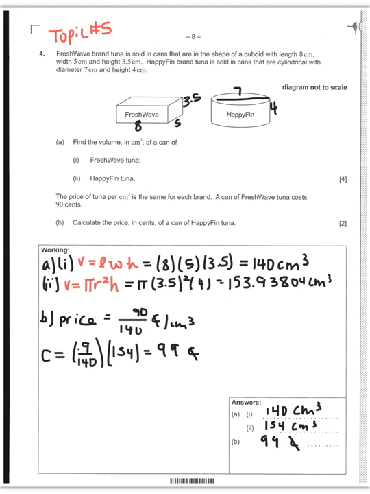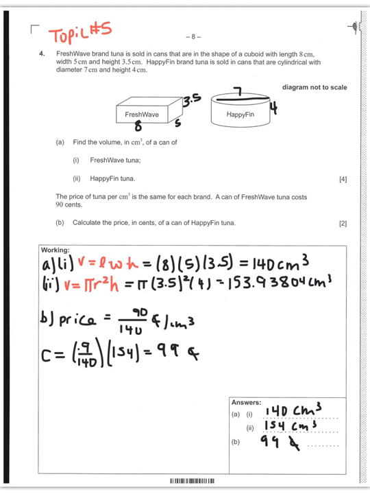The happy fin tuna is a cylinder, and the volume again is on your formula booklet, pi r squared times the height. They give us the diameter, so you have to find that the radius is 3.5. Multiply all this together and you end up with 154 centimeters cubed, to three significant figures.